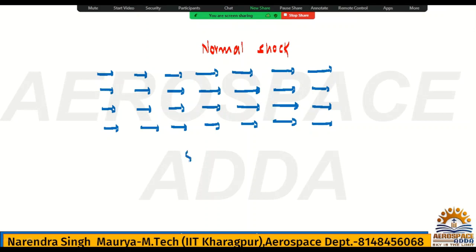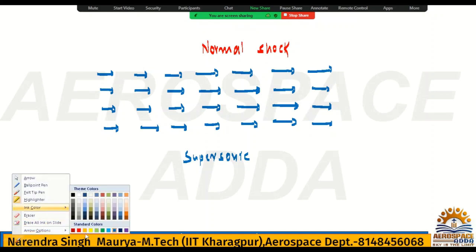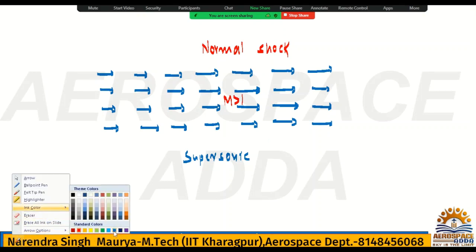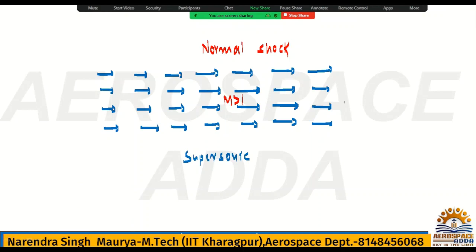Now this supersonic flow is going like this, and here the Mach number will be greater than 1. Somewhere here one object is placed, normal to the flow field. Then what will happen?